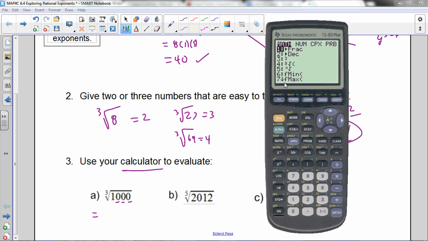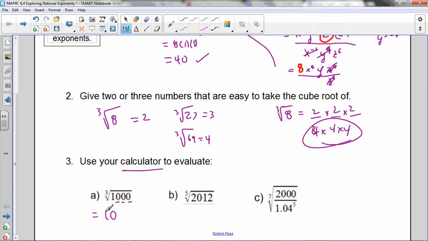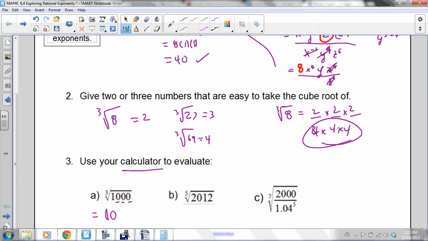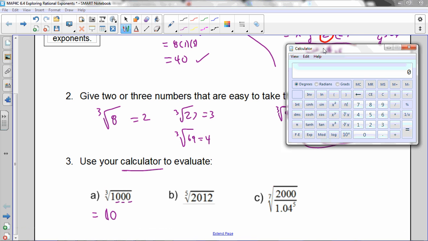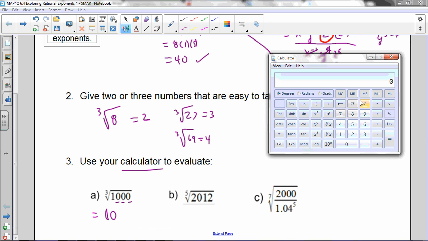So if I hit 4, it'll be the cube root of whatever I want. So the cube root of 1,000, and it should be 10. Otherwise, I don't know what I'm doing. Yeah, 10. On a scientific calculator, these are the ones that you can't put stuff in the order that it appears.